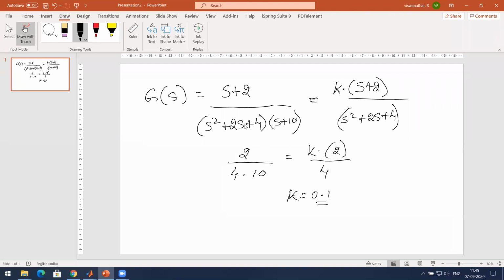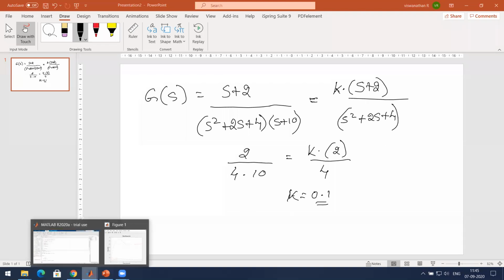So what we have done is, we have written a third order system here. We have written a second order system by eliminating this root over here. And then to compensate for this, we put a k over here. Then we put s equal to 0 in LHS and RHS, and then we find the value of k. Now I've got this k equal to 0.1.